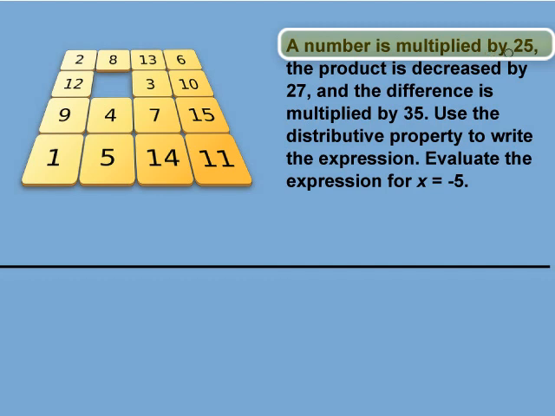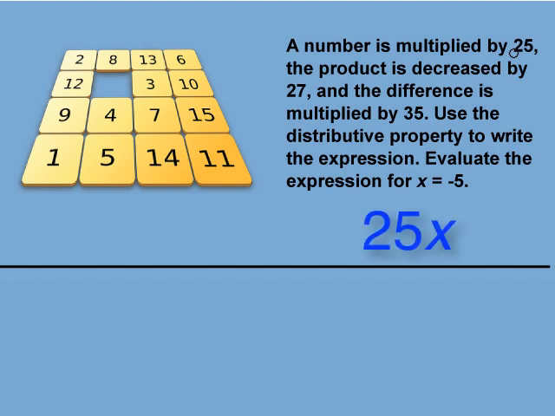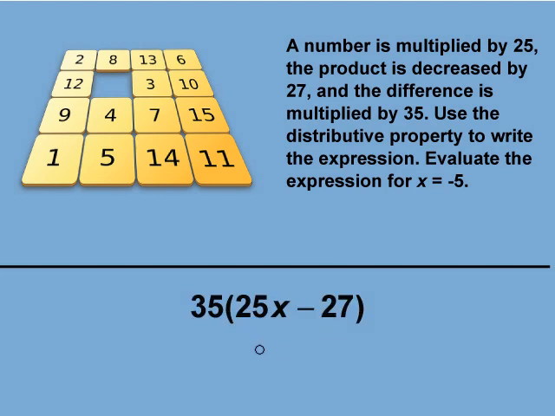A number is multiplied by 25. Since we don't know which number, we designate it as 25x. This term is decreased by 27, so we write 25x minus 27. The sum, or the entire expression, is multiplied by 35. So we enclose the expression in parentheses and multiply the whole expression by 35, as shown here. This is the mathematical equivalent of this verbal expression.